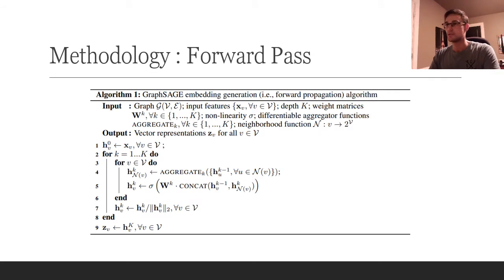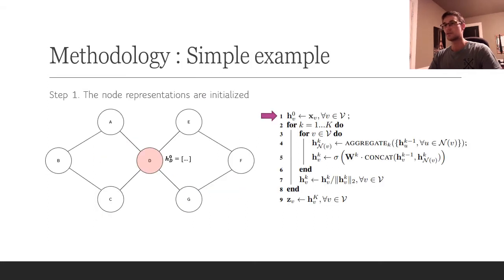So this is what the pseudocode for the forward pass of the algorithm looks like. It looks very complicated, but we're going to go into specific details at every step to make sure that you guys understand what's going on. So we've created a simple example, and in this example, we want to predict the node embedding for the node D in this graph.